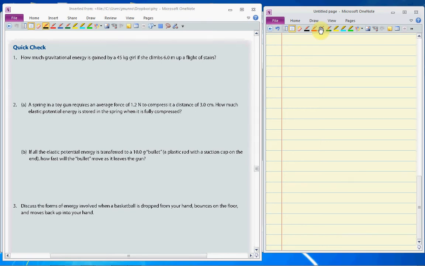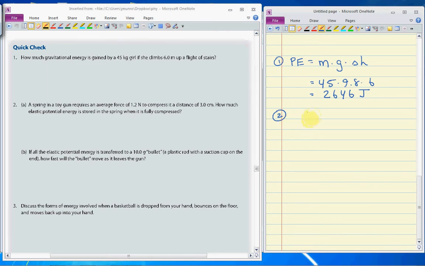Question number 1 on page 100, the quick check, asks about the potential energy gained by a 45 kilogram girl. Potential energy is equal to m, mass, multiplied by g, the gravitational constant, and the change in height. So it's a simple matter of plugging the numbers in. 45 times 9.8 times the change in height, 6 meters, gives us 2,646 joules.